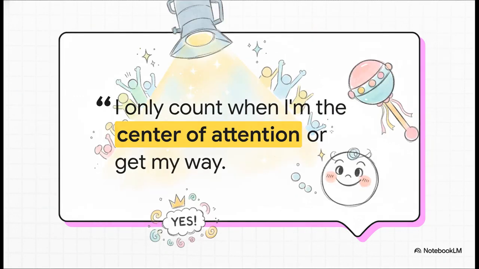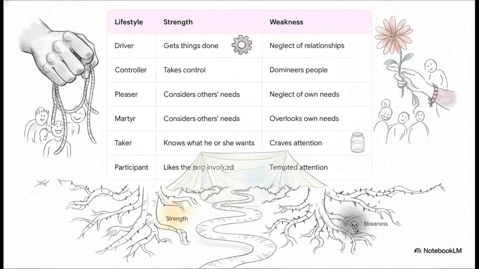And for the baby of the family, the lie is often that their significance comes from being noticed, from charming people, and from getting what they want. So if that spotlight moves away from them, their sense of worth can just, poof, vanish right along with it. What's so fascinating here is that every single one of these lifestyles has a strength and a potential weakness, a light side and a shadow side.